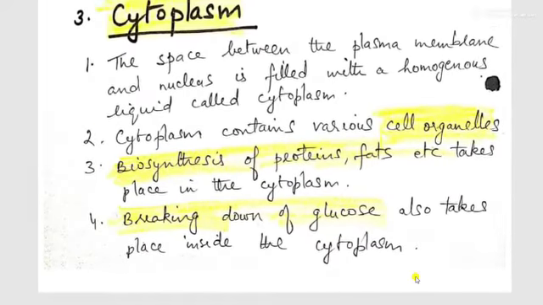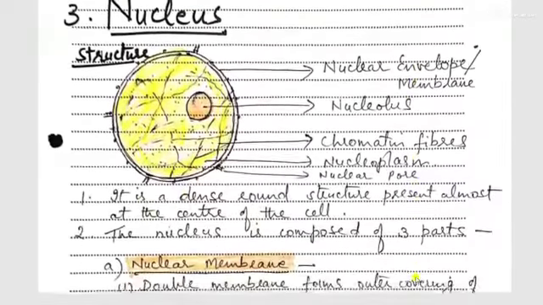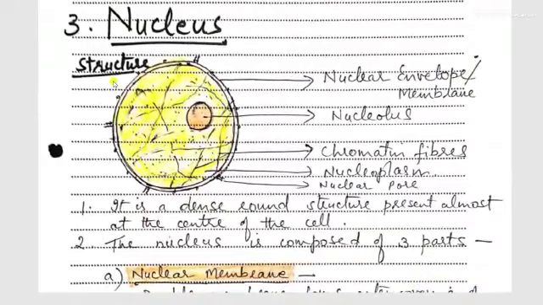Now our next topic is the nucleus. The nucleus is a very important part of the cell because it controls all the activities. It is called the brain of the cell or master of the cell. So first we learn the structure of the nucleus. The structure of the nucleus can be divided into 3 parts. Outside there is a double membrane which is called the nuclear membrane. This nuclear membrane has pores at certain places called nuclear pores.